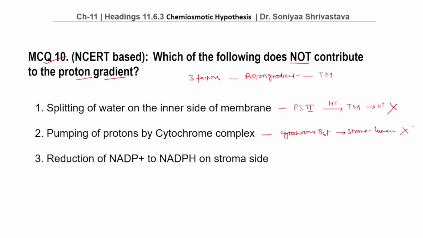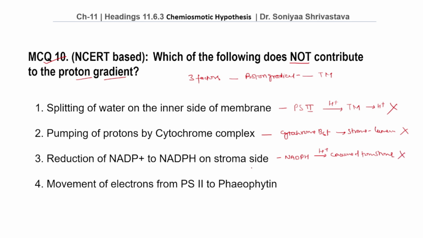Option number 3, reduction of NADP+ to NADPH on the stroma side. Yes, this also contributes. During NADPH formation, protons are consumed from the stroma. So fewer ions in the stroma makes the difference between lumen and stroma even larger. Therefore, this option is also wrong.